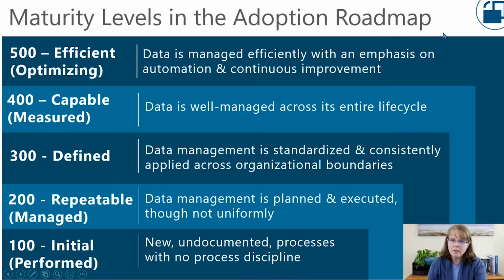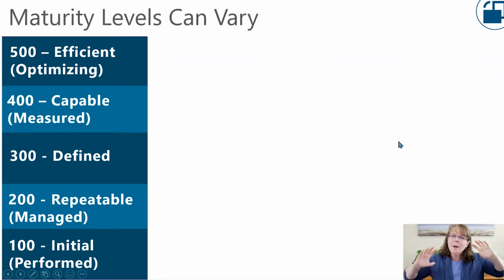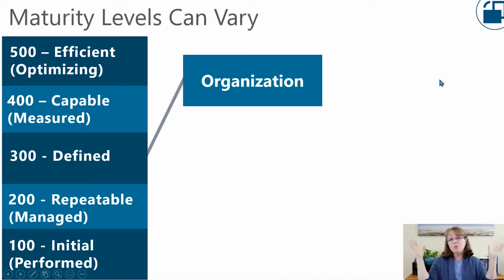So all this is well and good and something to focus on. But here's where it gets really, really tricky. We're going to have different maturity levels depending on what lens we take. So let's say you go through and you do an assessment and you say we are at a level 300 for the organization as a whole.